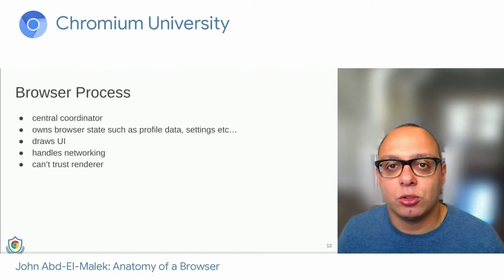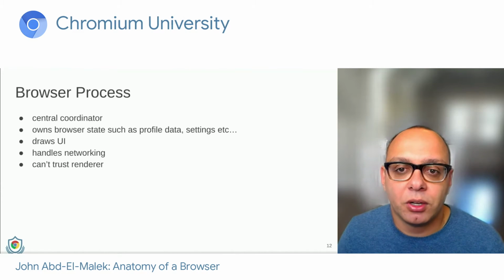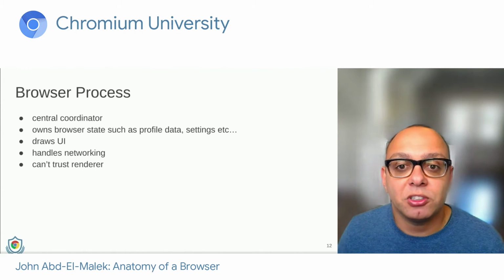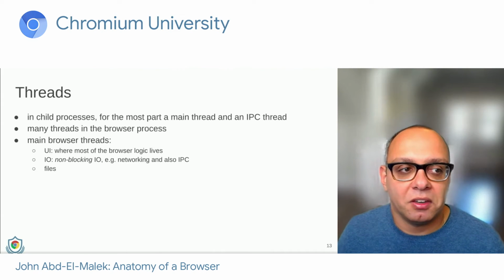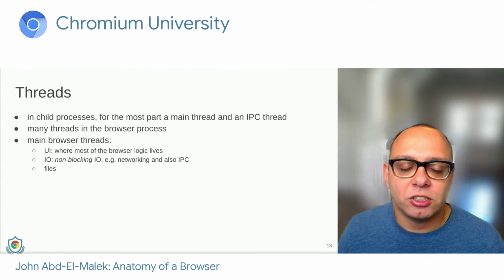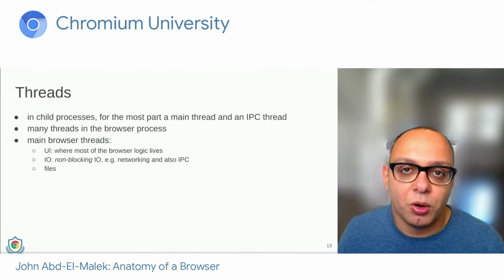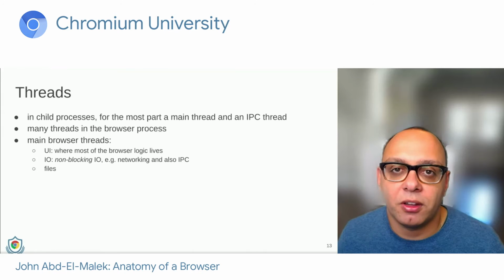The browser process, lastly, is a central coordinator. It owns the browser state, things like your profile data. It draws the user interface and makes networking requests. All the code that's basically not page-specific lived here. It's much more privileged than the renderer, so we have to be careful every time the renderer talks to it, to make sure that an exploited renderer isn't trying to trick it. Generally, thread-wise, in every child process, there's a main thread, and then there's a thread that's doing the IPC. There are many more threads than that, especially as time goes on. In the browser there are many threads for doing storage access, and in the browser process, the IPC thread was also responsible for doing non-blocking I/O, like talking to the network.